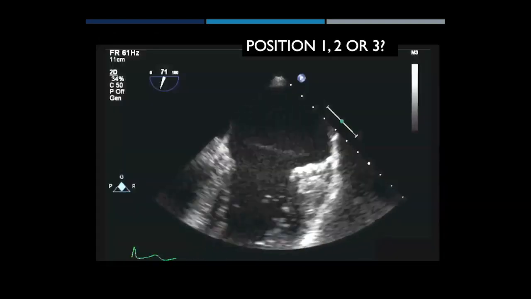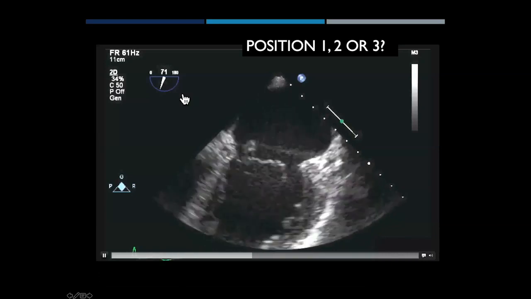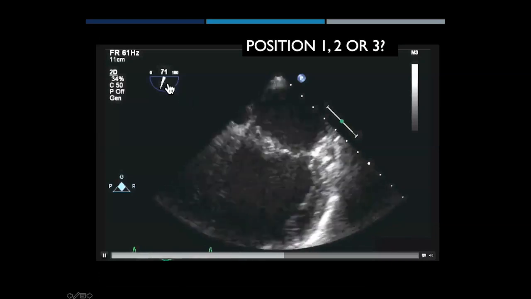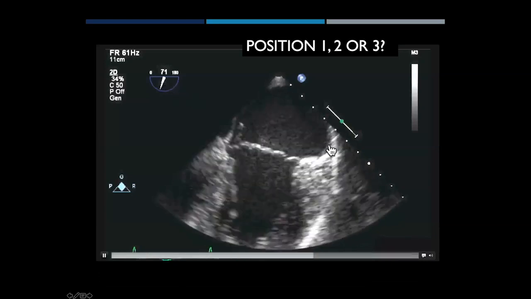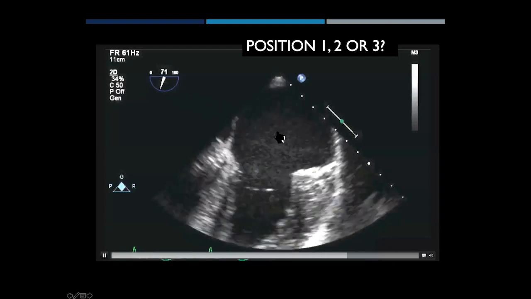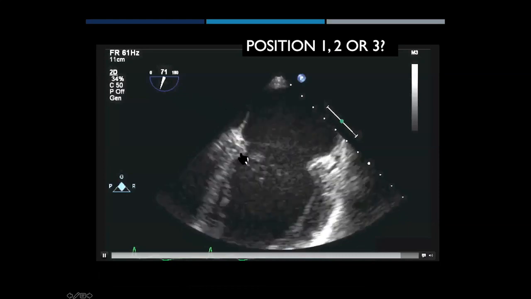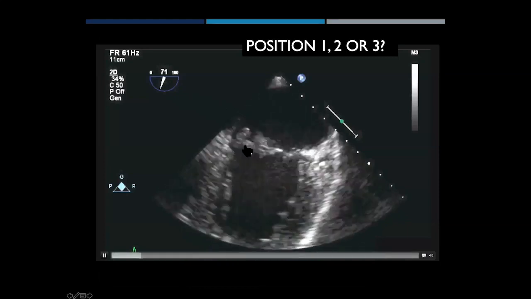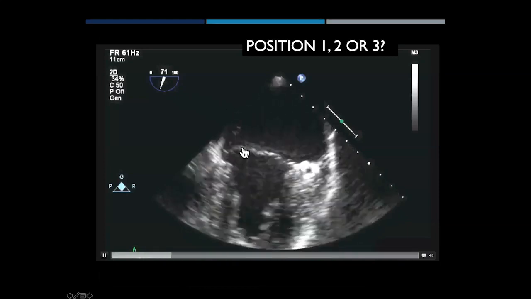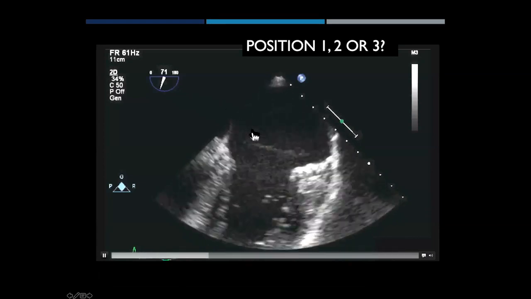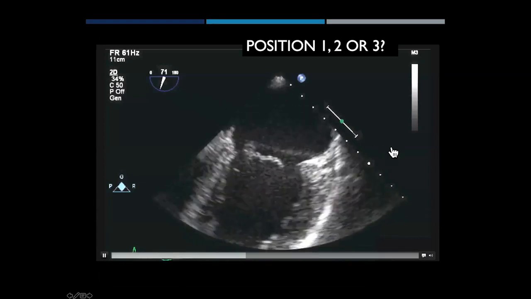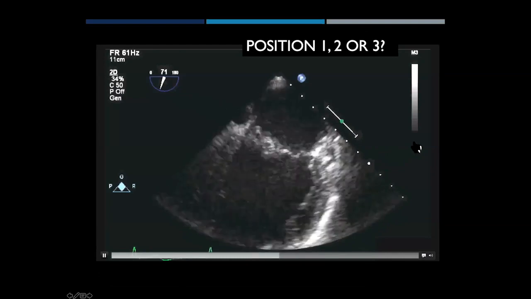If you look at the commissural view, which is what this is, about 70 degrees in this case, there's a left atrial appendage here, there's the coronary sinus here, there's P1 here, A2, P3. And if you look carefully at this leaflet here, the P3 is actually flail. So this is position 3.